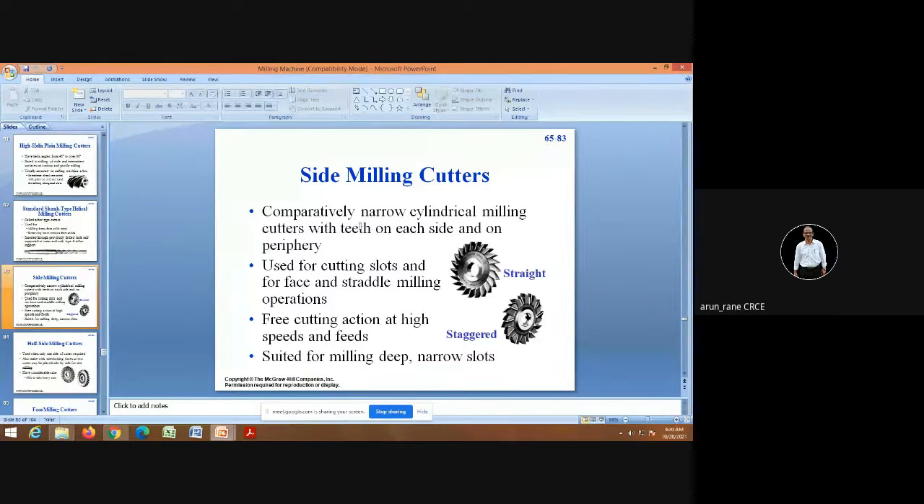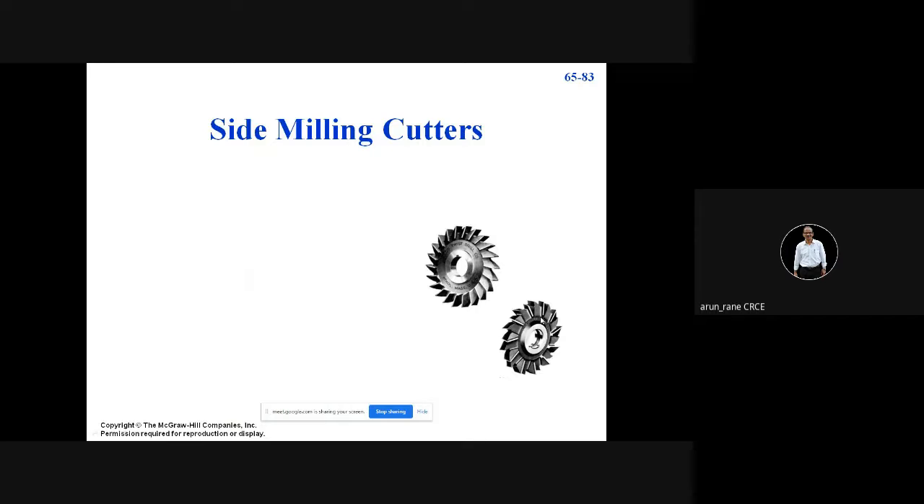This is what is side milling cutters. See, now it has a cutting edge on this side. If you can see, it has a cutting edge on the side, as well as here also you can see this cutting edge properly. Here also you can see the cutting edge. So these cutters are used for side milling as well as for the face milling. So this will do the face and this will do the side milling.